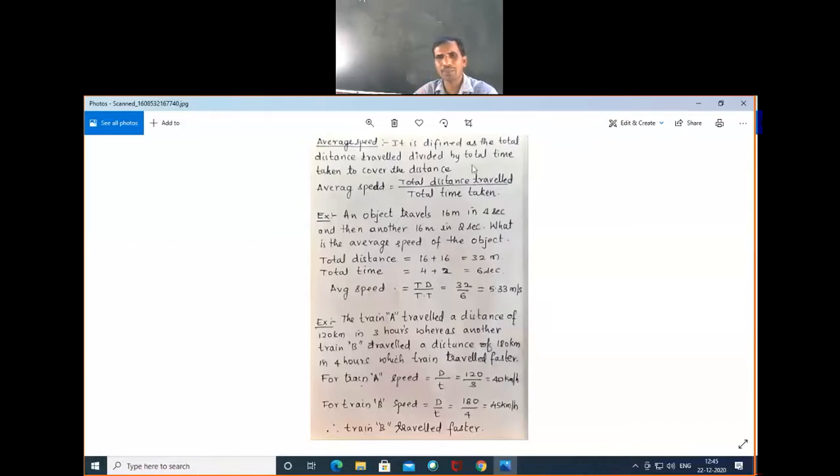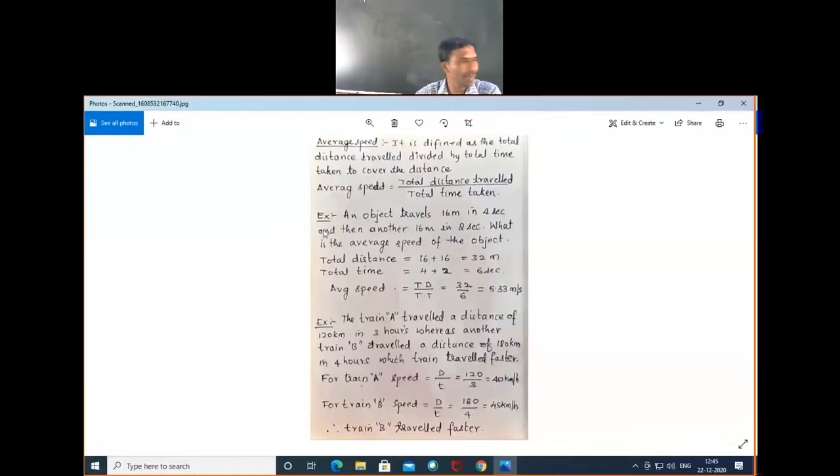And you remember that speed is a scalar quantity because it is telling only the distance traveled. Here the direction is not involved. That's why it is a scalar quantity. Speed is a scalar quantity. Remember that. So I hope you have written it.